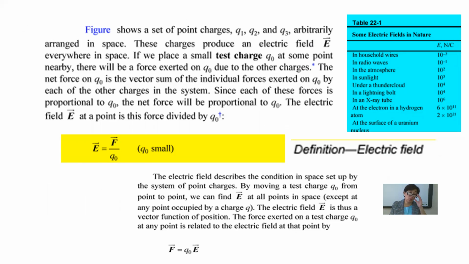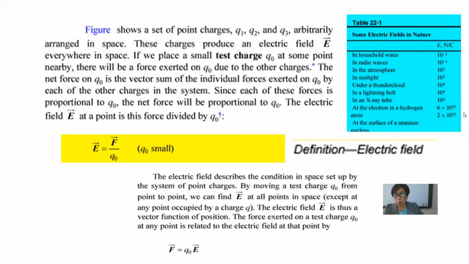The figure shows a set of point charges Q1, Q2, Q3 arbitrarily arranged in this place. If we place a small test charge Q0, there will be a force exerted on the test charge due to each other charge. And the electrical field at a point is this force divided by Q0. Here is the formula of the electrical field. The SI unit of electrical field is Newton divided by Coulomb.